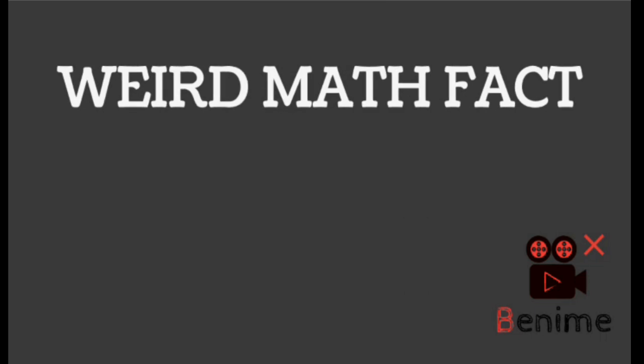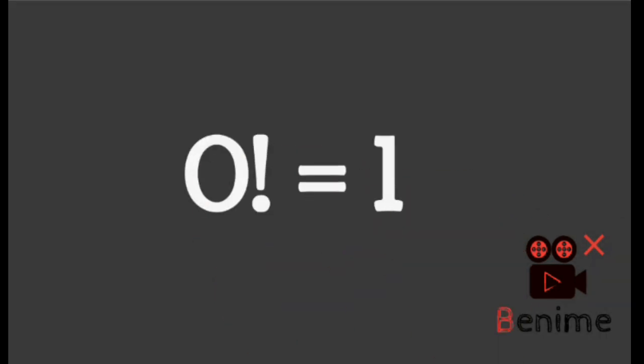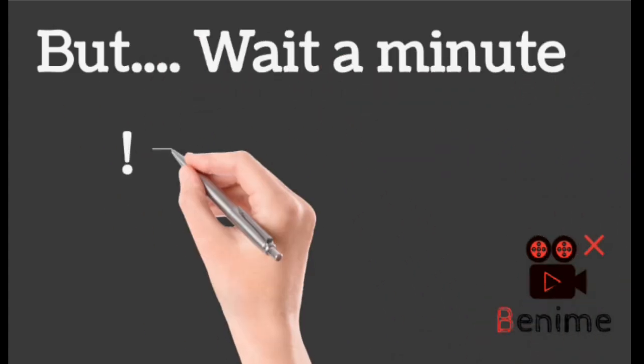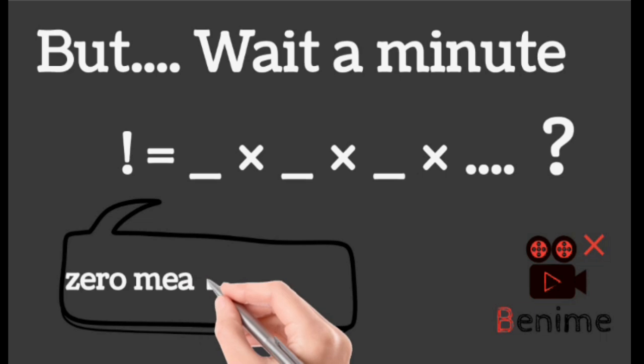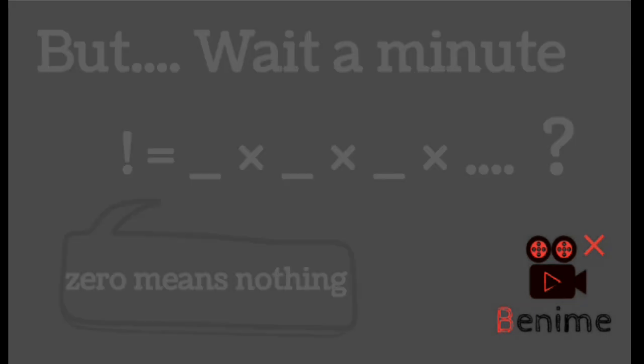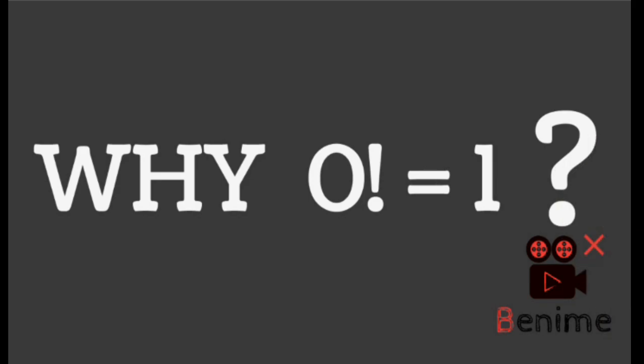Alright, here's a weird math fact. 0 factorial is equal to 1. But wait a minute, isn't factorial about multiplying numbers? And 0 means nothing, right? So why on earth is 0 factorial equal to 1? Well, let me show you.